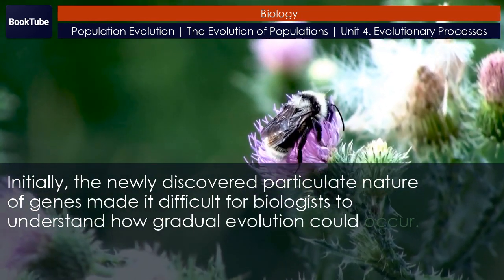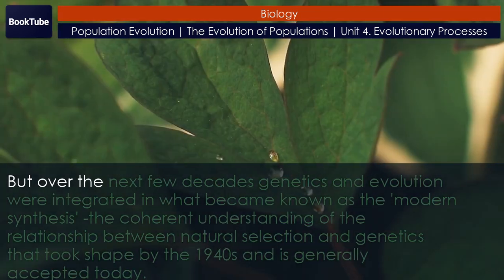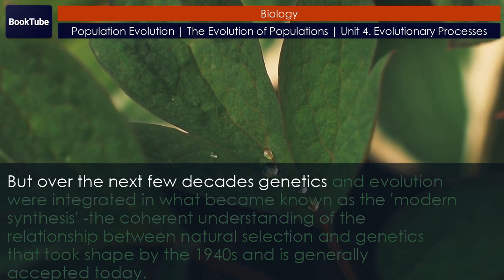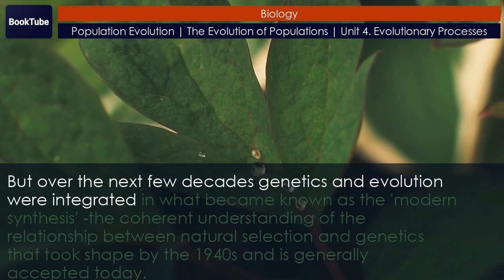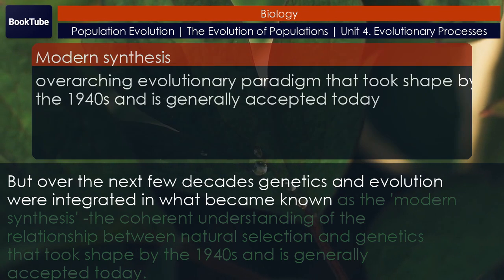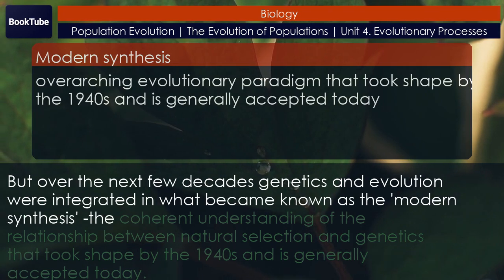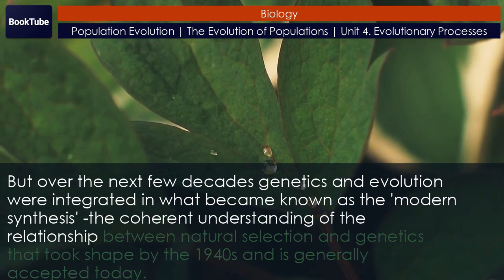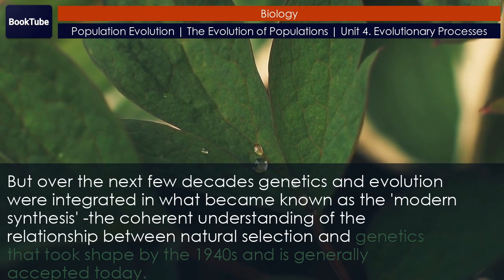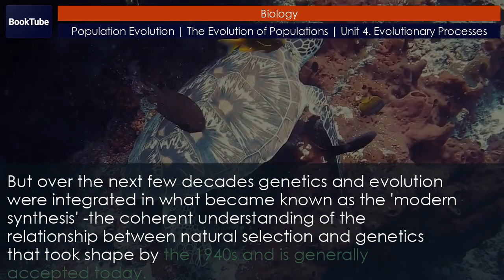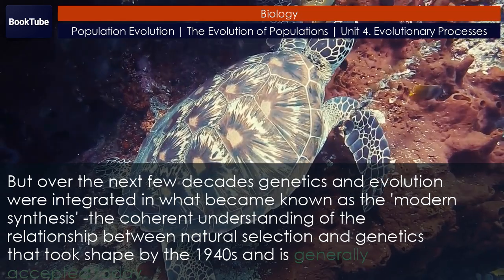gradual evolution could occur. But over the next few decades, genetics and evolution were integrated in what became known as the modern synthesis, the coherent understanding of the relationship between natural selection and genetics that took shape by the 1940s and is generally accepted today.